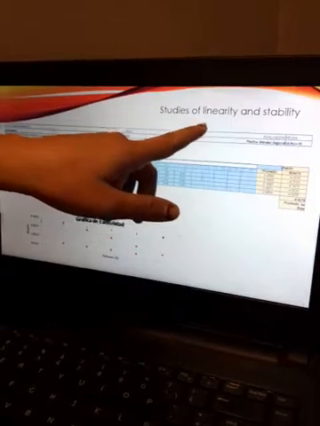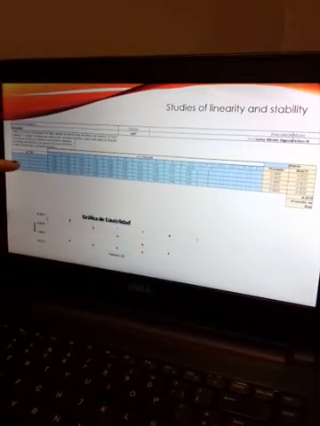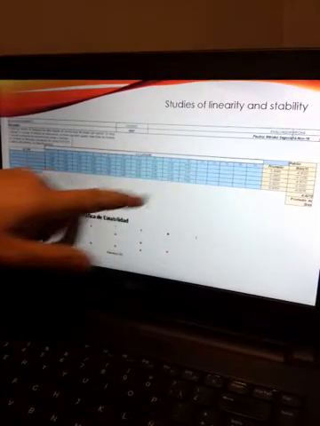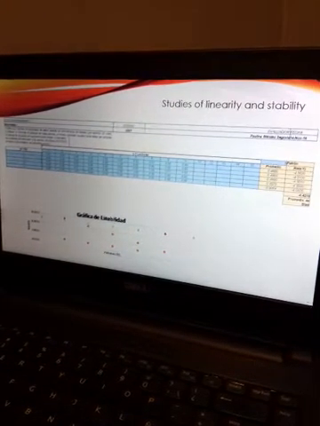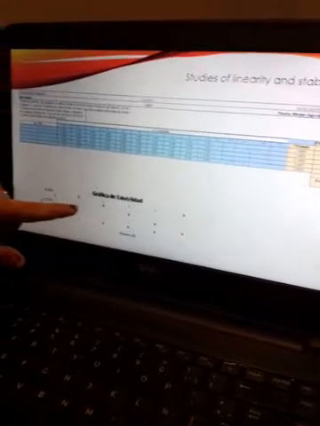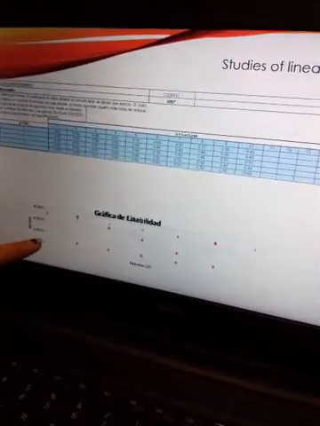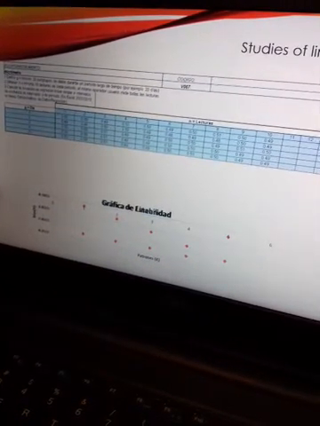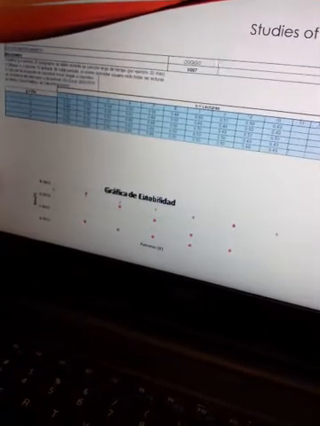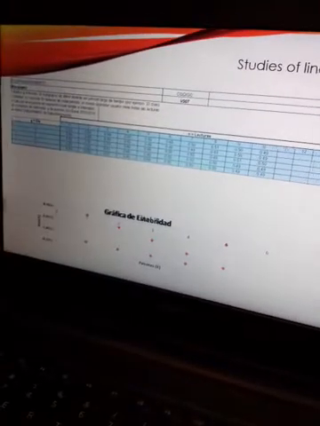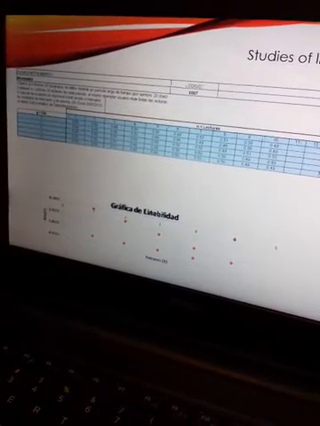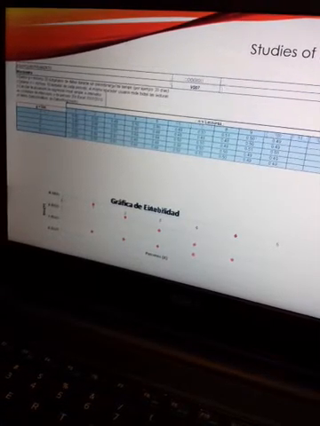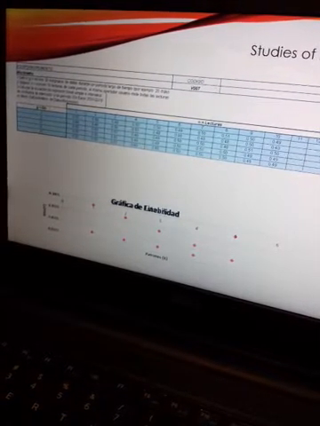So this is about linearity and stability. They take, for 5 days, 10 readings, and then they can make a graphic. In this graphic we can see the linearity and stability that the micrometer has in the measurement. And this step was done in three aspects: diameter, thickness, and flatness.